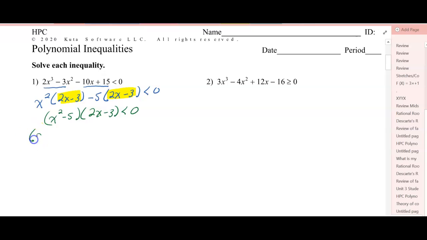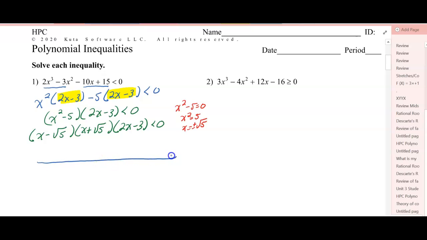And if we were to factor into linear terms, x minus the square root of 5, x plus the square root of 5, and 2x minus 3. Just in case you didn't know where I got the x minus root 5, if you set this factor equal to 0, you get x is equal to plus or minus root 5. So without graphing this using technology, we could put these critical points on the number line. So we're going to put root 5, negative root 5, and then we also need 1.5.